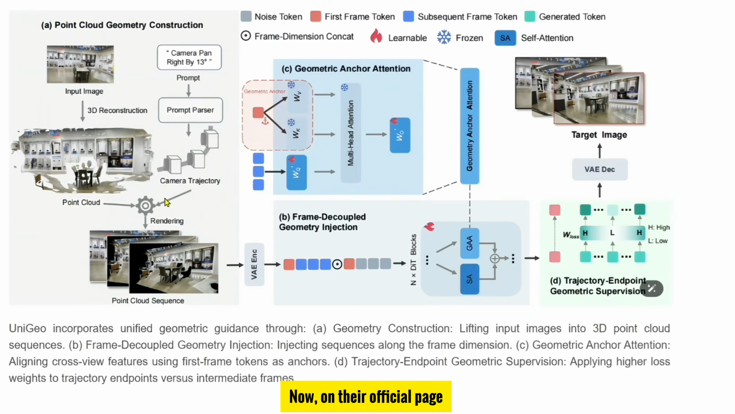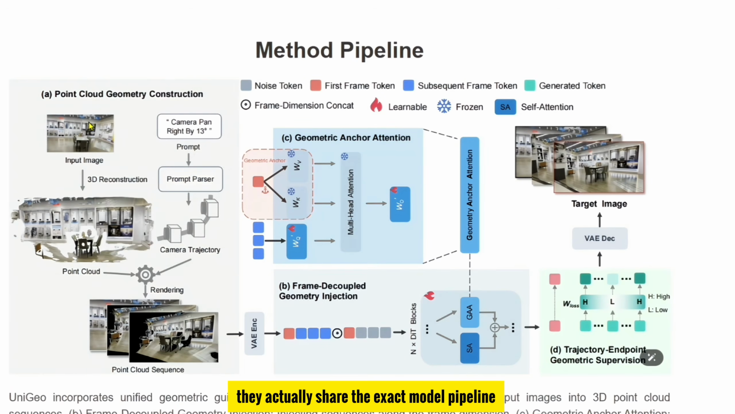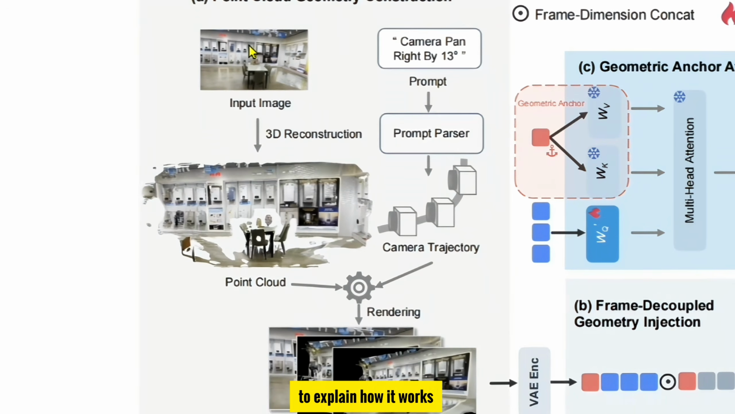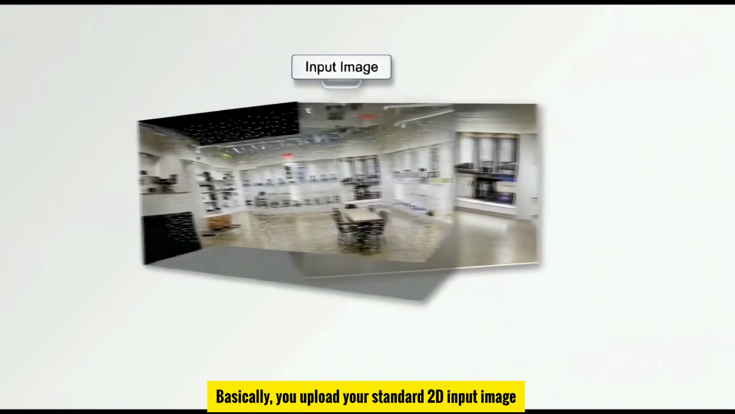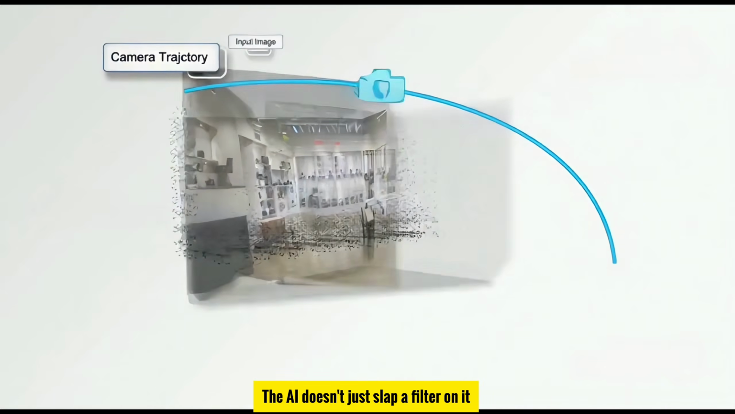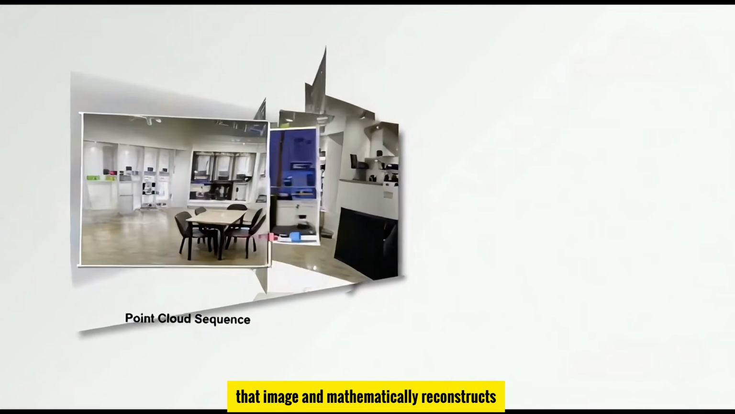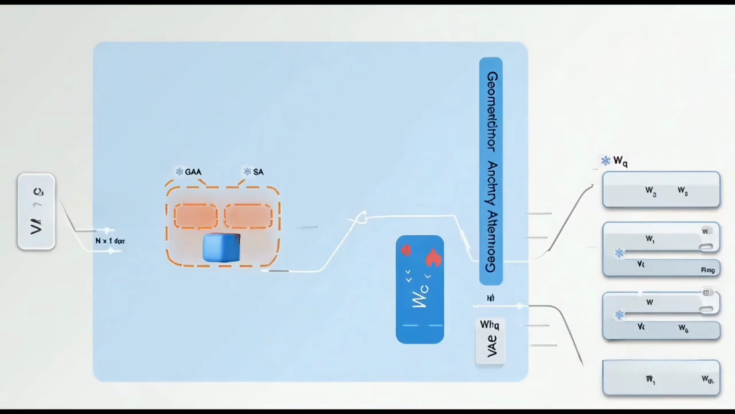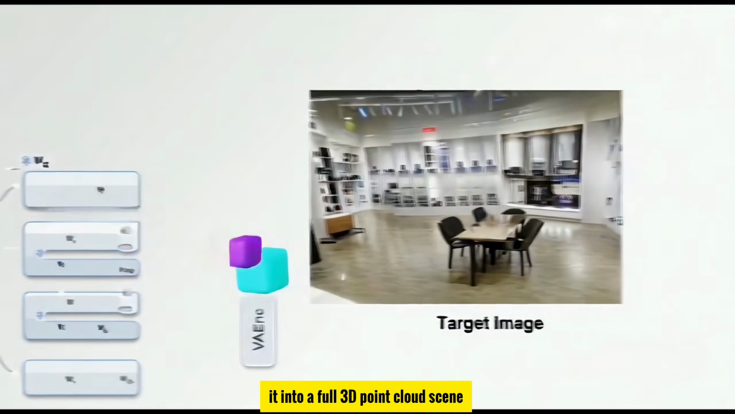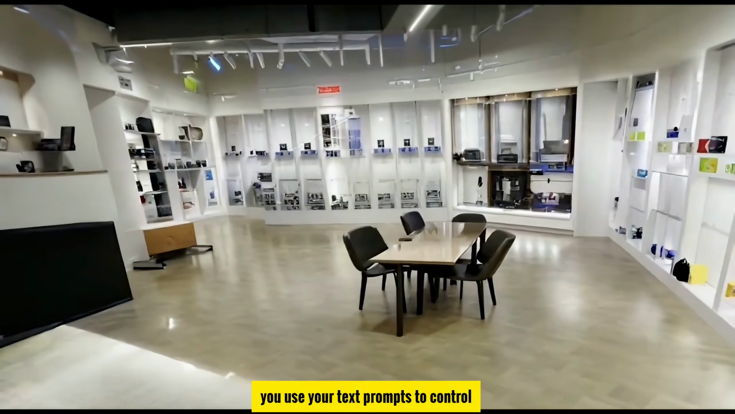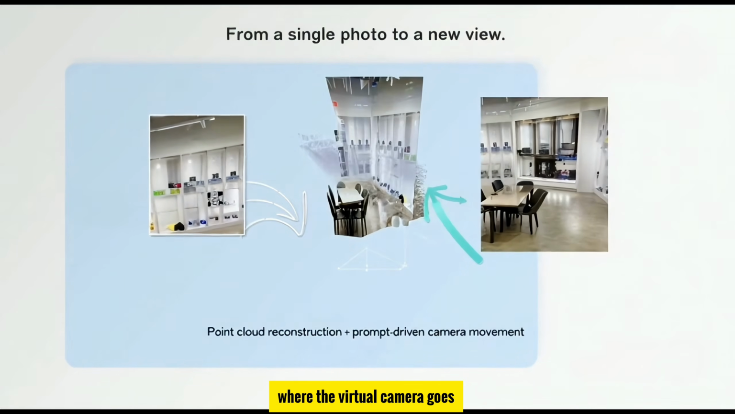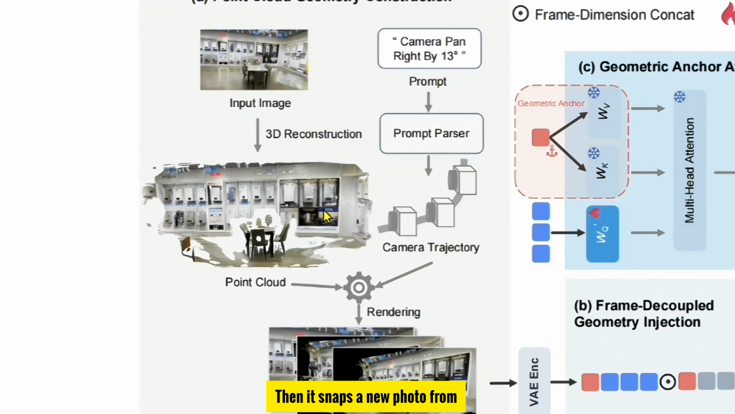Now, on their official page, they actually share the exact model pipeline to explain how it works. I'm going to break it down simply so you guys understand the tech. Basically, you upload your standard 2D input image. The AI doesn't just slap a filter on it, it actually takes that image and mathematically reconstructs it into a full 3D point cloud scene. Once it builds that invisible 3D world, you use your text prompts to control where the virtual camera goes. Then it snaps a new photo from that new angle and hands it back to you.